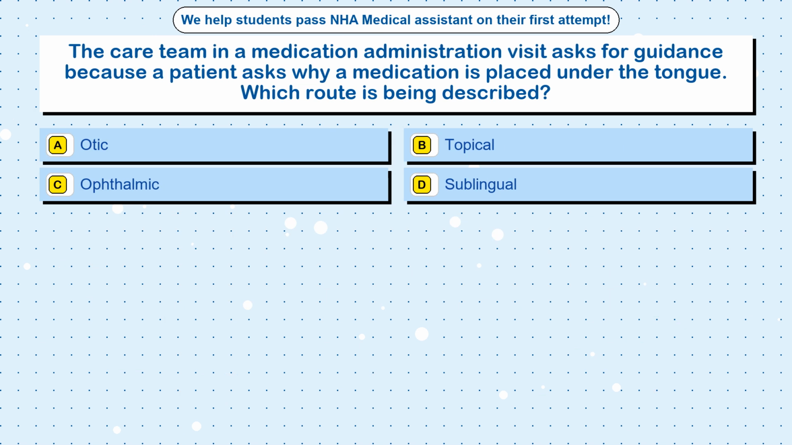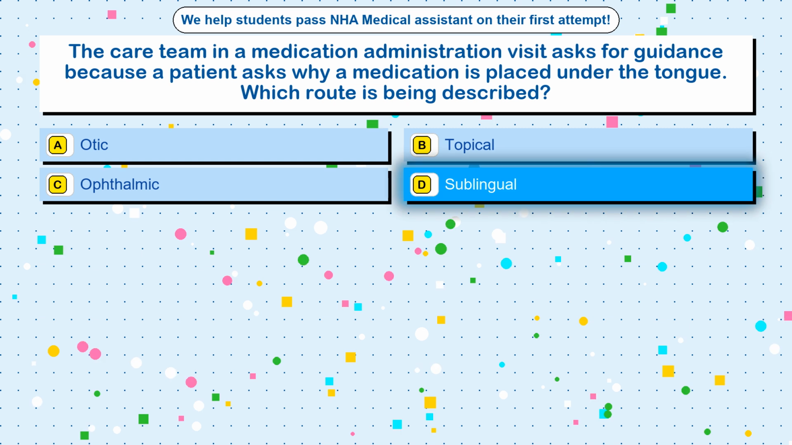Question 84. The care team in a medication administration visit asks for guidance because a patient asks why a medication is placed under the tongue. Which route is being described? Option A, otic. Option B, topical. Option C, ophthalmic. Option D, sublingual. The correct answer is option D, sublingual.